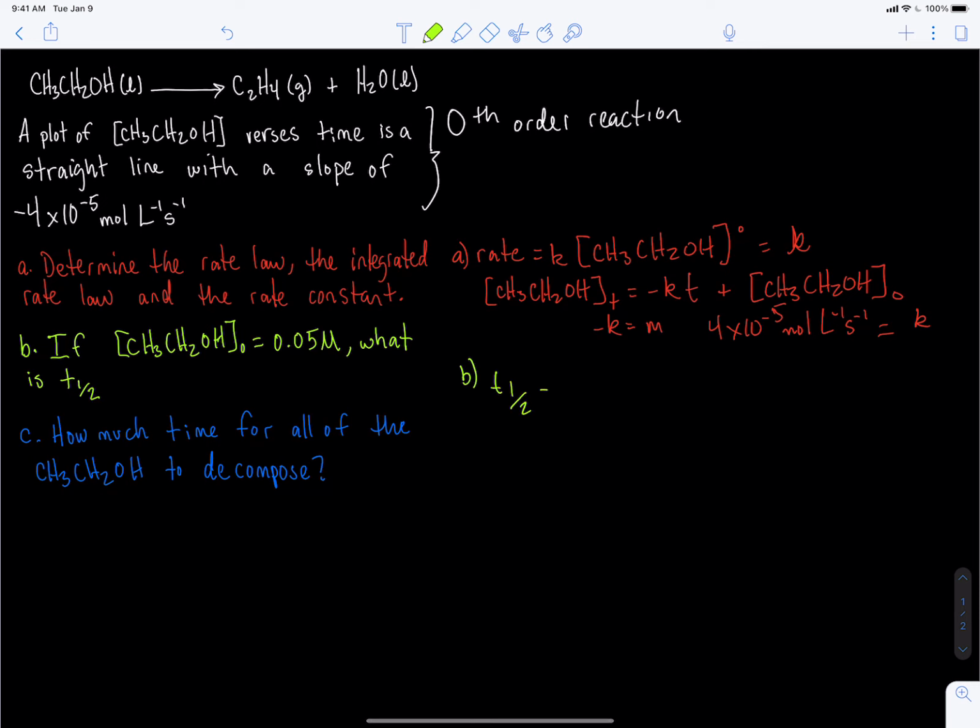Regardless, the equation that you should end up with, memorized or derived, should be equal to this. It tells us that the half-life of the reaction is equal to the initial concentration of ethanol divided by 2 times the rate constant. And so if we plug in our values, we're given the initial concentration of ethanol over here, we can plug in our values.